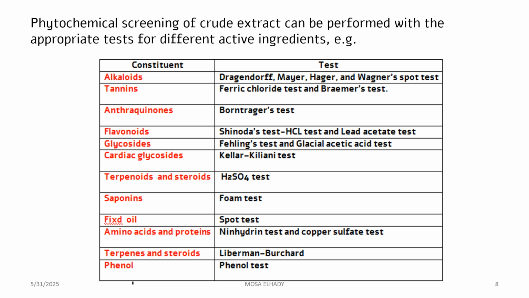In this slide, there are several chemical screening methods that can be used for crude extract to detect the presence of secondary metabolites. Here, there are more than 11 secondary metabolites, with the suitable test used for detection.